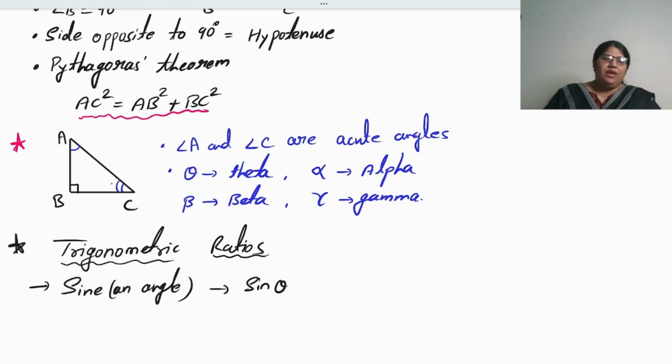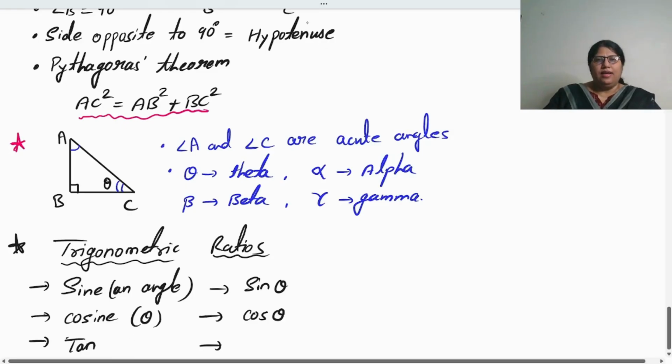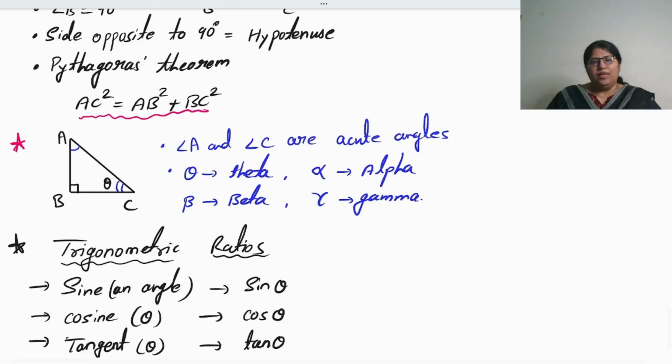Now look here. If I mark angle C here as theta, how do I find the ratio? The other trigonometric ratio is the cosine of the angle theta, which in short form is written as cos theta. Then we take tan theta, the tangent of an angle, which in short form we write as tan theta.